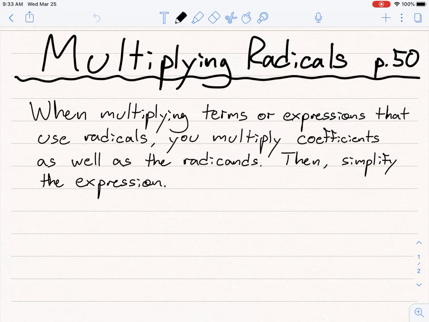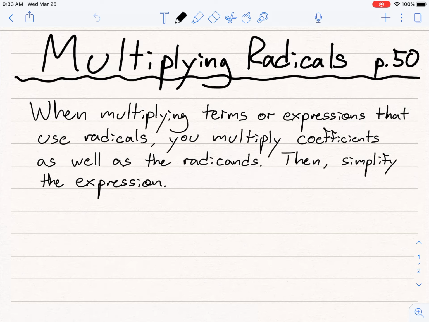Good morning, y'all. Today I wanted to continue with our lessons on operations with radicals. The other day we were talking about adding and subtracting radicals. Today I want to go further into the multiplying radicals portion.